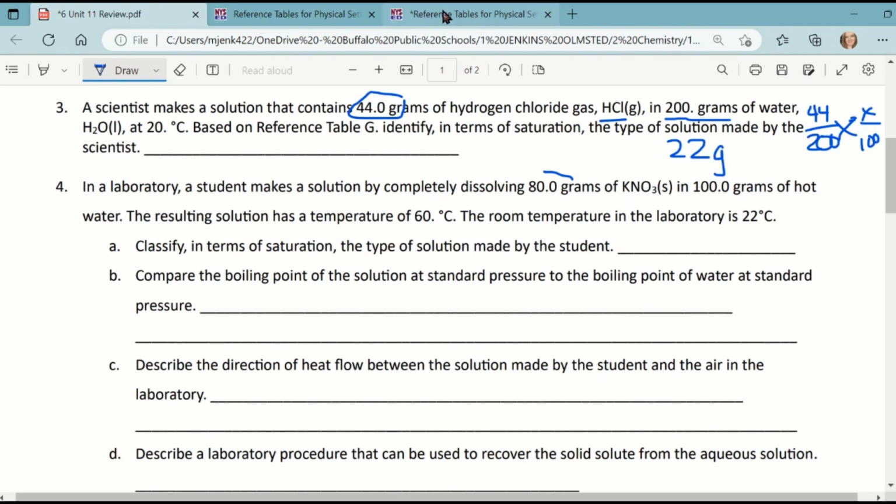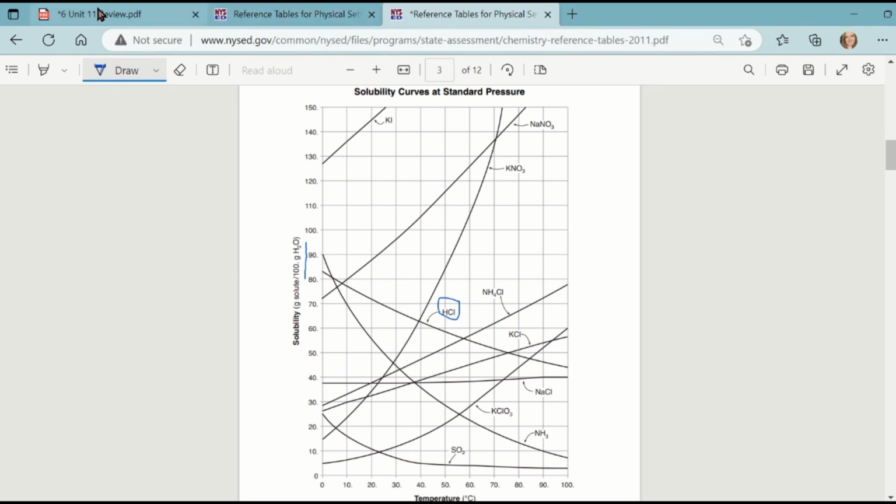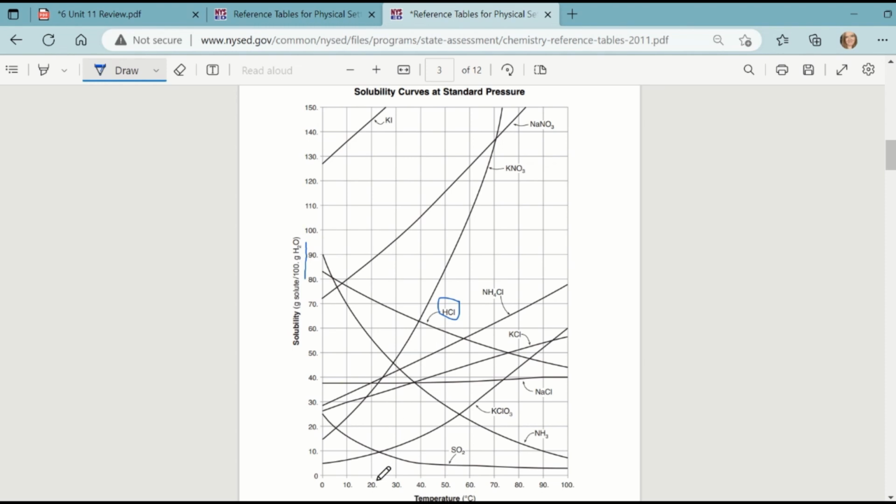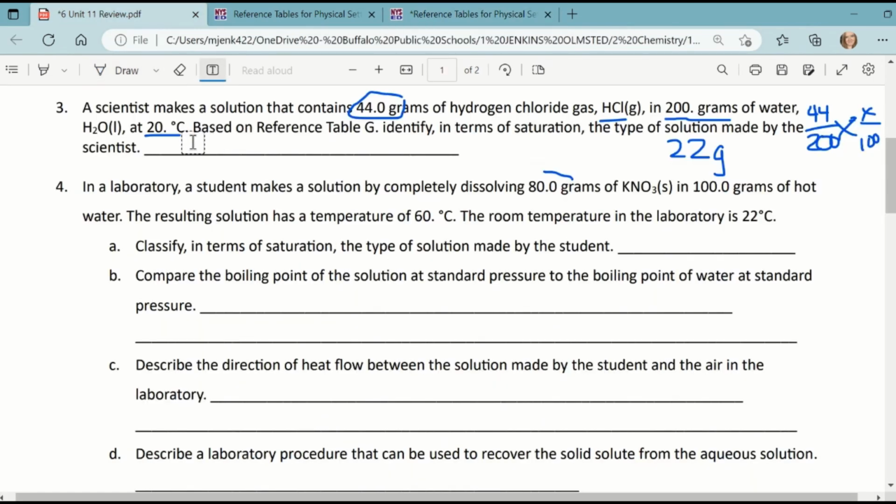Okay, so I go back to my graph, and what was my temperature? 20 degrees Celsius. So I go to 20 degrees Celsius, and I go to 22 grams, and I'm going to put a point there. Now I'm going to compare that point to this HCl line. Is this point under the line, is it on the line, or is it over the line? Well, it is under the line, so that means this would be unsaturated.